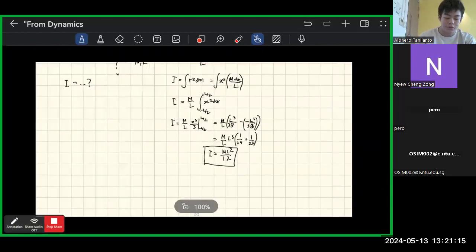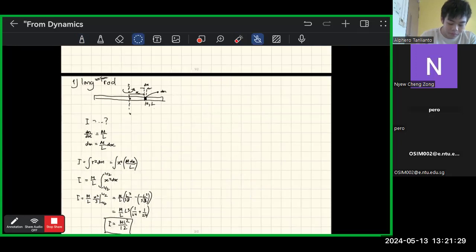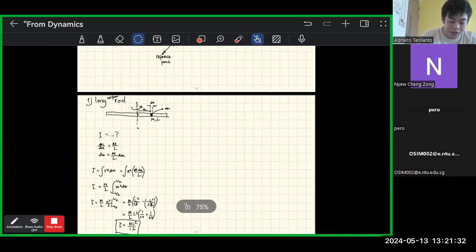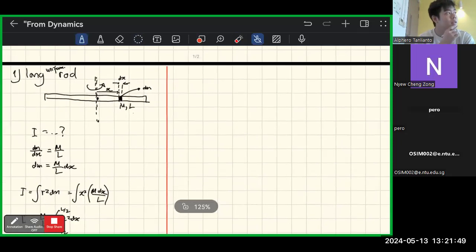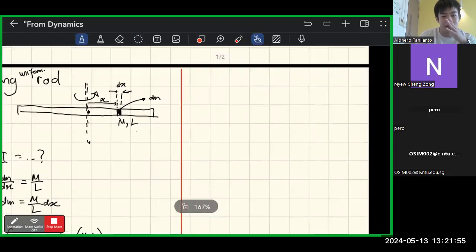But usually for this kind of uniform long rod, they already tell us that the inertia is mL squared over 12, or we usually memorize this. Okay, so basically for all of the things that we can integrate, this is how you do it. But today, I want to explain more about the concept of this moment of inertia. Let me think how to explain this. I want to explain about the moment of inertia.